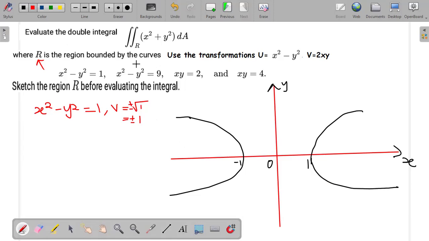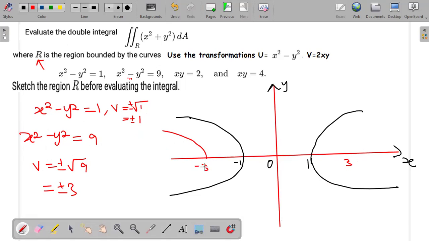What about this hyperbola here? x squared minus y squared equals 9. The vertices are plus or minus the root of 9, so plus or minus 3. Somewhere here I'm going to have a minus 3, and somewhere there a 3. This curve opens to the left, passing through minus 3, and the other part passes through 3, opening this side. So those will be our two hyperbolas.